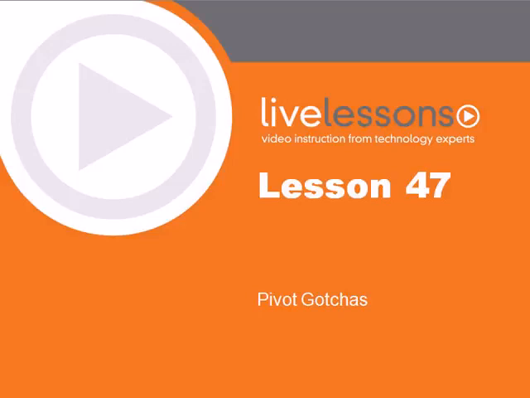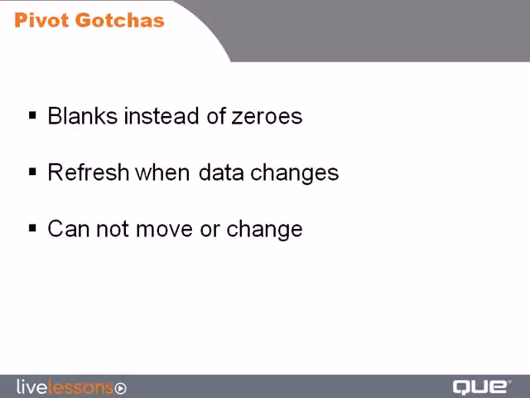Lesson 47, Pivot Gotchas. In this lesson, we'll take a look at three frustrating things with pivot tables. Why Excel gives us blanks instead of zeros in the heart of the pivot table, the fact that we have to refresh the pivot table when the underlying data changes, and the fact that we cannot move or change items in a pivot table.